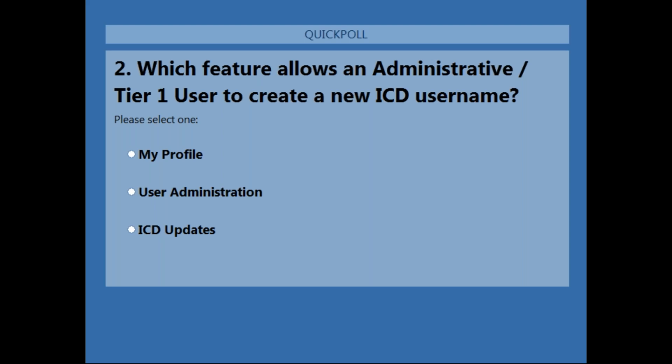All right, it looks like some people may not have cast their vote on this one, and I think I may have overlooked that on the other one as well. Either way, we do have the results in on this one. About 79% of the people had answered this one correctly. And just to recap, the feature that allows you to create new user IDs is the user administration feature found in the top right-hand corner here. So user administration. Okay, thank you very much.